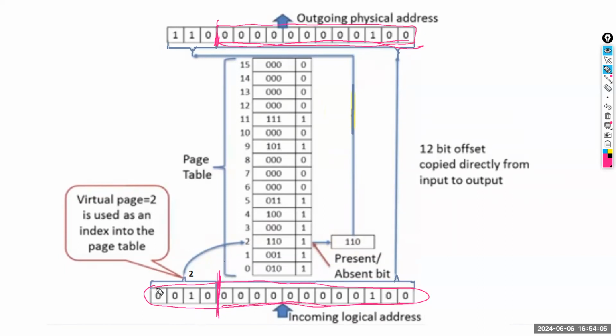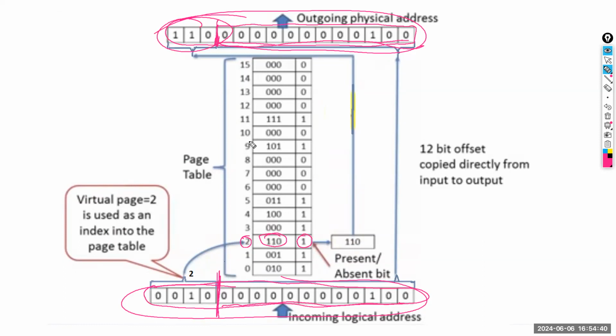Then take this, the logical address part, which must be the page number. So page number 10 in binary, which means 2. Page number 2 is mapped to, say, frame number 110, and the valid bit says valid. Therefore 0010 you can map to 110. And this is your logical address, and this is your physical address. So that is how you do it.